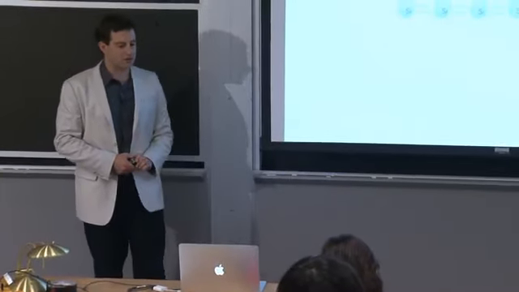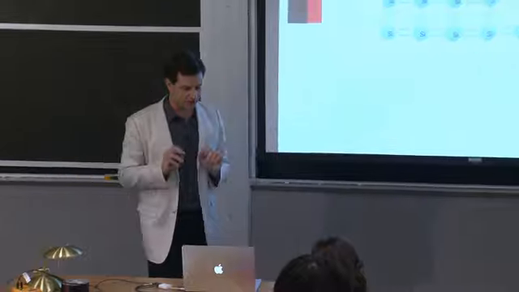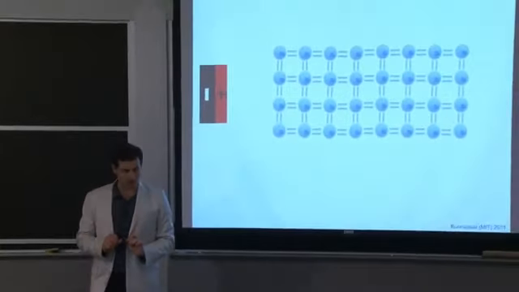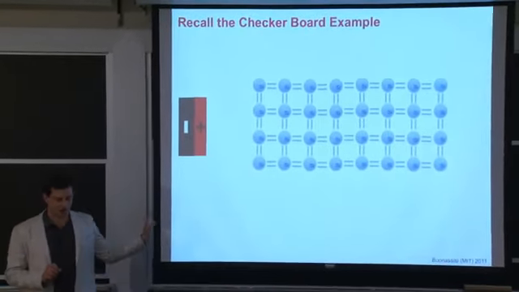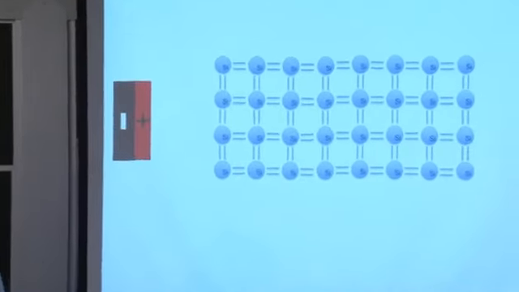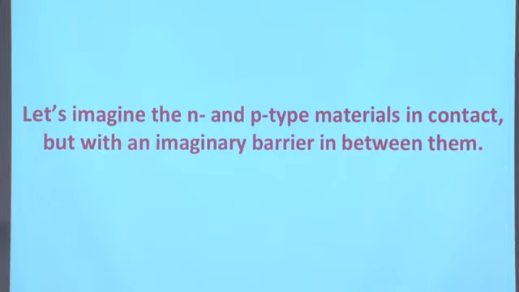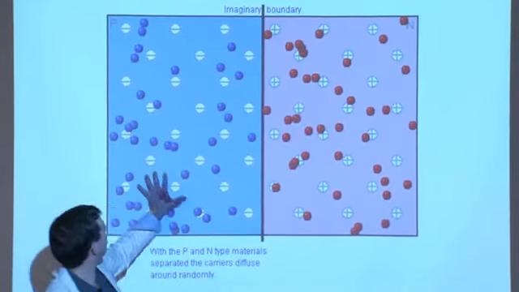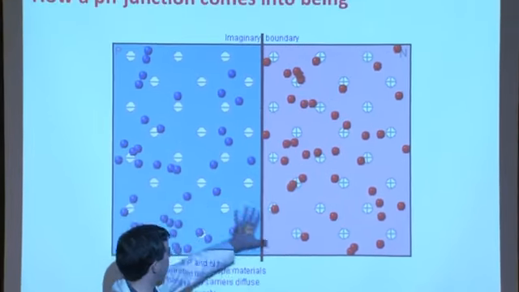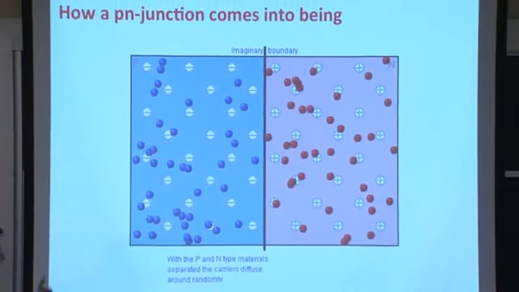OK, so I want everybody to upload into the RAM the checkerboard example that we went through, because this will be important for understanding the next few slides. So let's imagine these N and P-type materials are in contact, but there's this imaginary barrier right between them. Here are P-type materials, here are N-type materials, and let's parse through this figure.